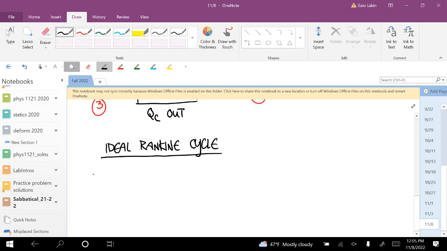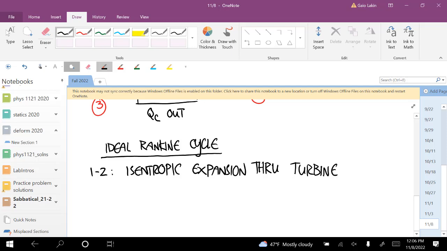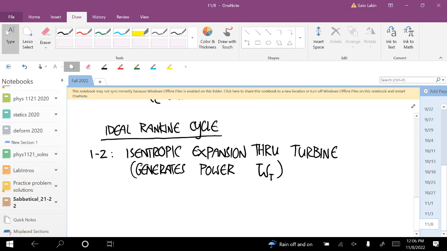From states 1 to 2, the working fluid is expanding isentropically. So isentropic expansion through the turbine. This is where the power is generated, and I'm going to call that power work T, sub T for turbine. Notice that since this is an isentropic expansion, the entropy at state 1 has to be equal to the entropy at state 2.